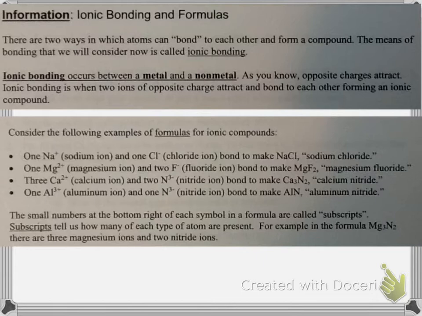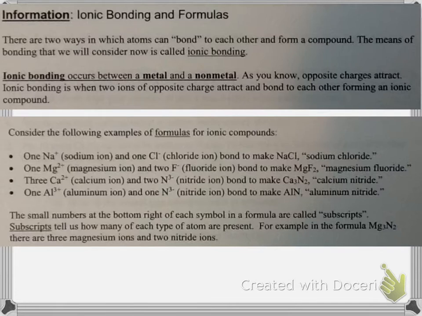Consider the following examples of formulas for ionic compounds. 1 sodium ion and 1 chloride ion bond to make sodium chloride. 1 magnesium ion and 2 fluoride ions bond to make magnesium fluoride. 3 calcium ions and 2 nitride ions form to make calcium nitride. 1 aluminum ion and 1 nitride ion bond to make aluminum nitride.